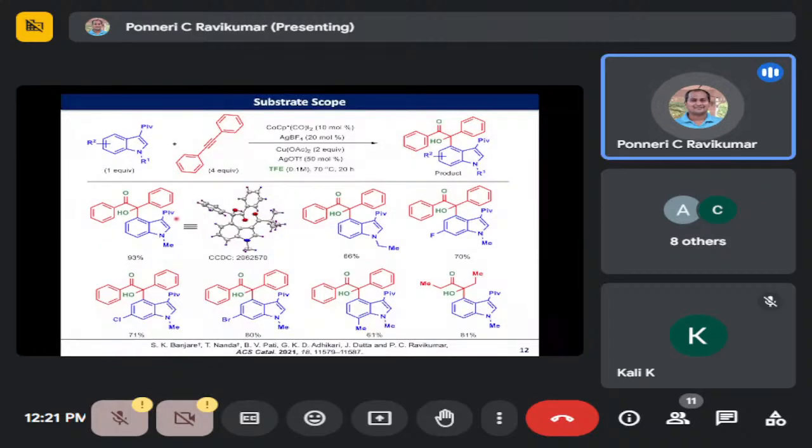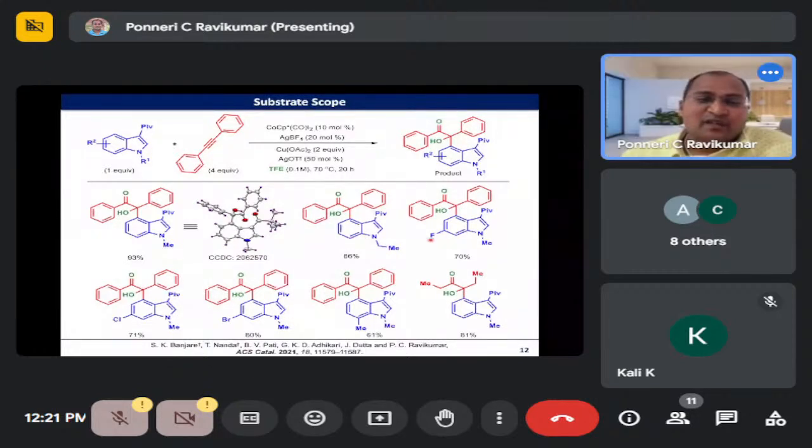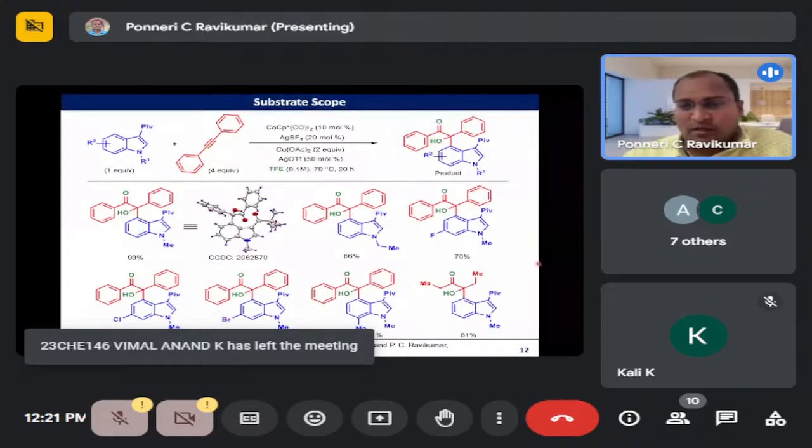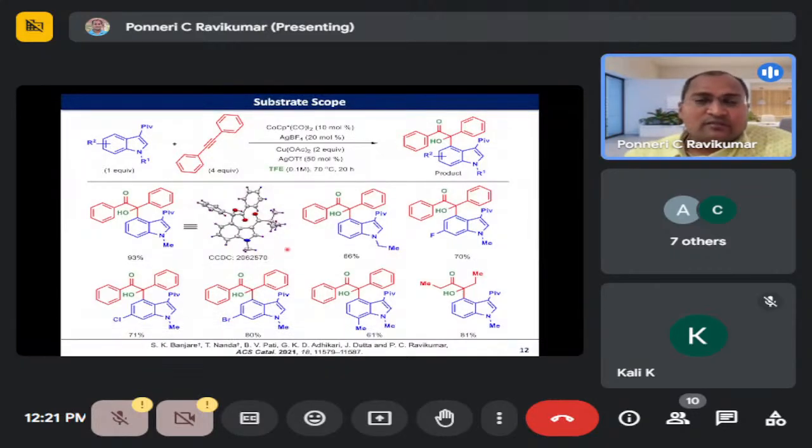Generally, when we discover something new, we have to test that on different derivatives of the molecule. For example, this is simple indole, and here instead of methyl we have ethyl here. Instead of CH we have fluorine here. Chlorine here, bromine here, methyl here. So we derivatize the indole and see whether it works or not. And in fact, to our delight, it is working well with most of the derivatives, and it's giving good yield also. So now this is a very well established methodology.